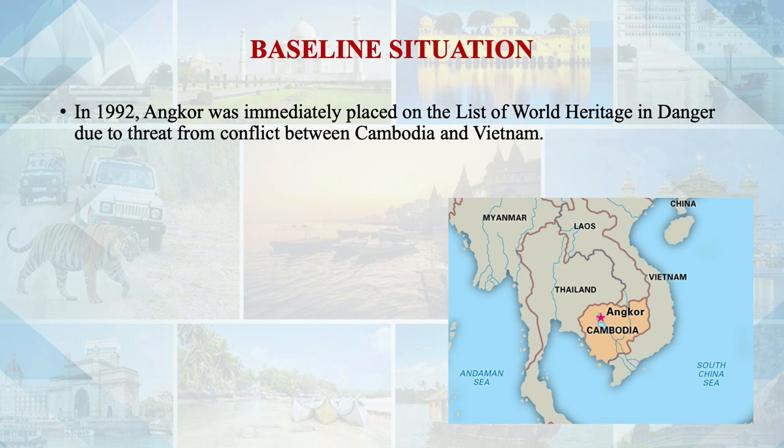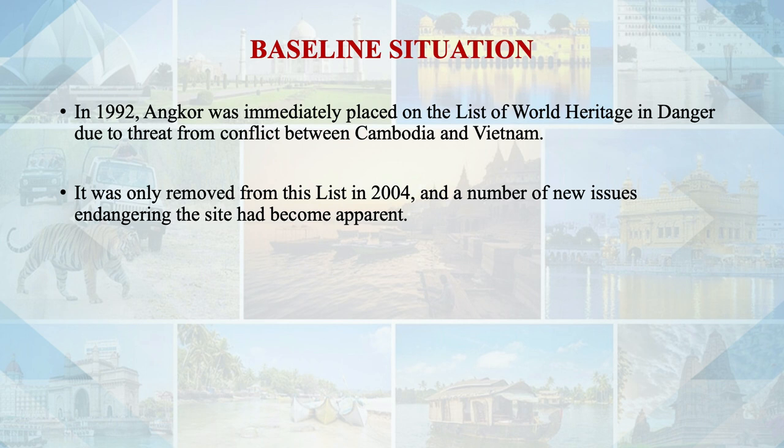The case study of Angkor represents some of the key threats and concerns which World Heritage Sites across the world may also have to deal with and manage. When Angkor was first inscribed in 1992, it was immediately placed on the list of World Heritage in Danger due to the threat from conflict between Cambodia and Vietnam. It was only removed from this list in 2004. And although domestic conflict was no longer a threat to the site, a number of new issues endangering the site had become apparent.